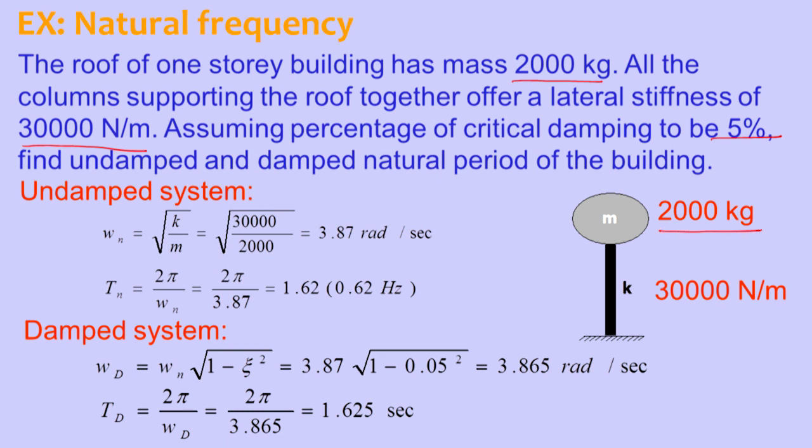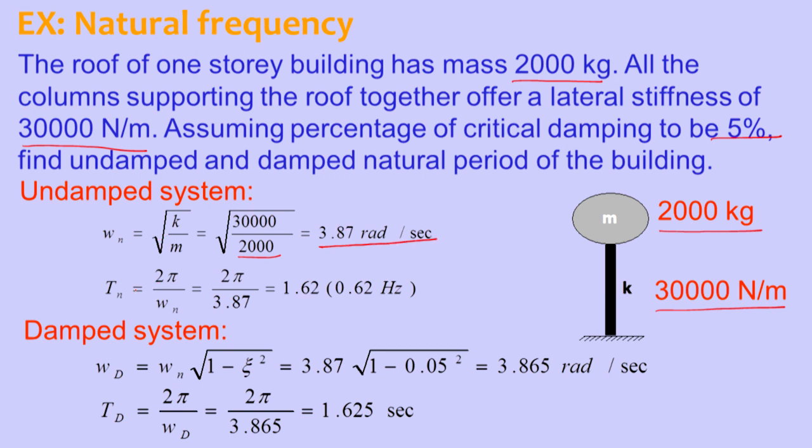We already know the system parameters, that is the mass of the building and the stiffness of the building. So m is 2000 kg and stiffness is given as 30,000 Newton per meter. Now how do we find the undamped natural period? For that we need the undamped natural frequency. The formula we know: omega n is equal to under root k by m. Here we need to observe one thing: k should be in units of Newton per meter and mass should be in kg. So 30,000 Newton per meter, and in the denominator we substitute 2000. That gives us 3.87 radians per second as omega.